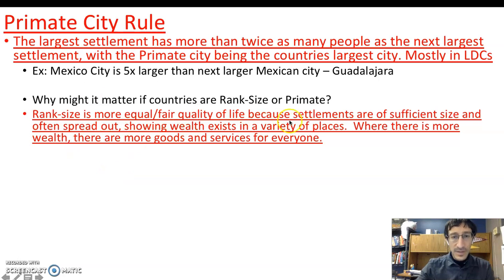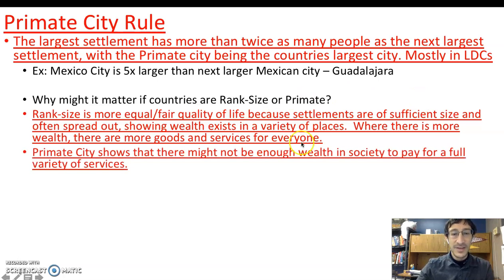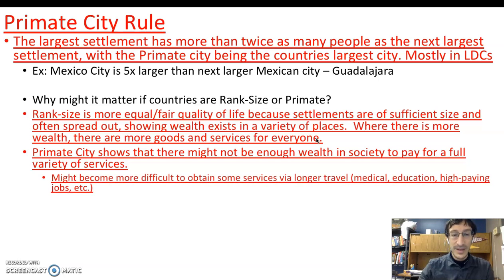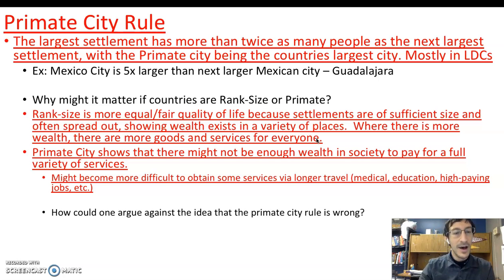And so, because where there is typically more wealth there are more goods and services for everybody, that's why you'd want to see it spread out rather than concentrated in one location. A primate city would show that there may not be enough wealth in society to pay for a full variety, or at least full variety in other parts of the country. It might be more difficult to obtain some of those services because of longer travel, and medication or medical care, education, and higher paying jobs will only be mostly focused in these few areas instead of, again, spread out and more diversified.